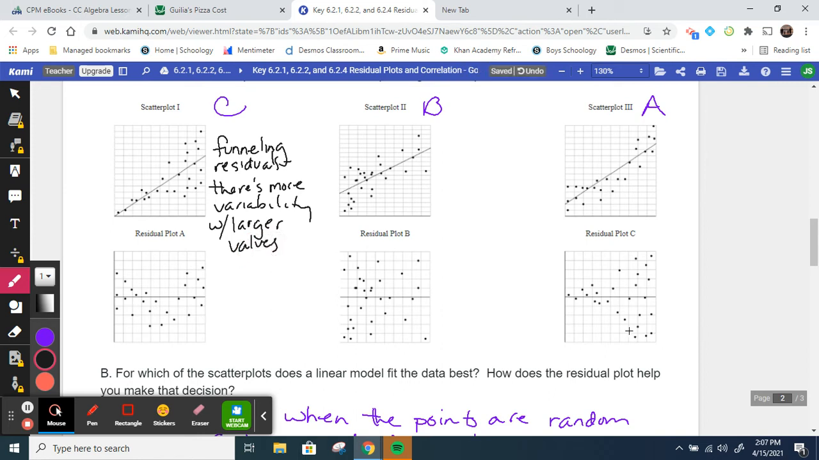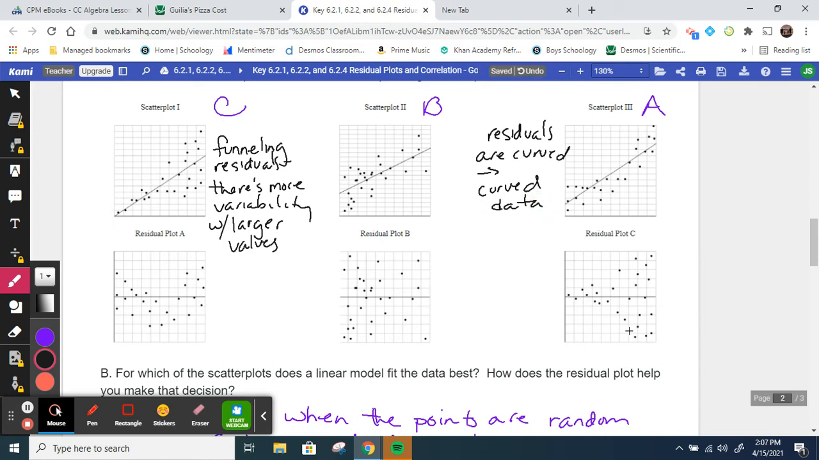All right, now in scatter plot A, you might notice the residuals are curved. If your residuals are curved, then that's going to tend to mean you have curved data, and it might be exponential or it might be quadratic. We'll talk more about that later.